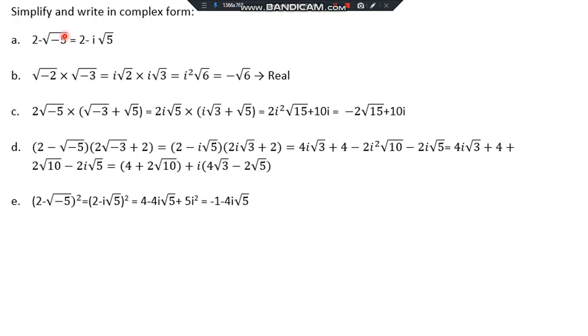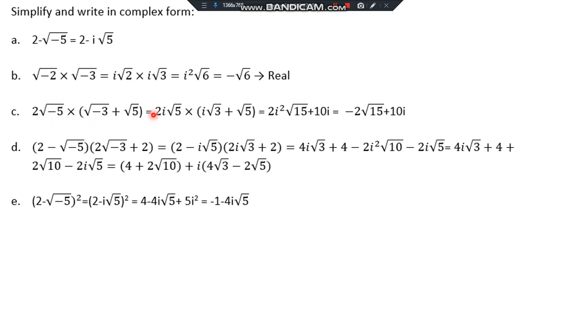Now simplify and write in complex number form. We already know 2 minus radical minus 5 is directly 2 minus i radical 5. Radical minus 2 times radical minus 3, you cannot multiply because you need to introduce i. So this is i root 2 times i root 3. i times i is i squared, but i squared is minus 1. So minus root 6.